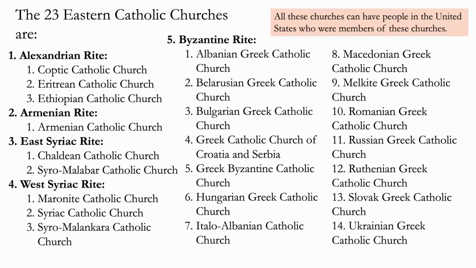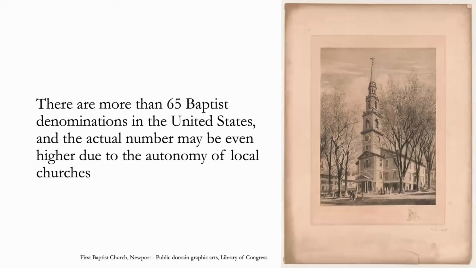Understanding this is that all these churches can have people in the United States who are members of these churches. So we're looking at a little bit more searching. And when we get down to it, there are more than 65 Baptist denominations in the United States, and the actual number may be even higher due to the autonomy of local churches. So when you get into the structure of one of the churches, a Baptist church or any of the other churches that we would think of as Protestant churches, the Protestant churches have a variety of different structures and a variety of different methods of keeping records and where those records were kept.